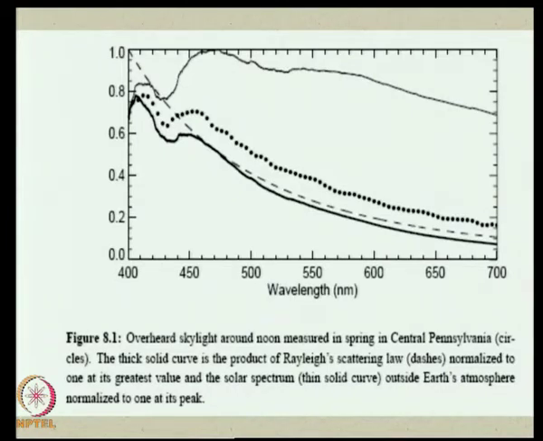Now, all of you know that the color of the sky is blue. What this curve shows is the observed skylight, this is the observed intensity of skylight in the visible region. The thin one is the solar spectrum. To the solar spectrum, you will add a Rayleigh scattering law, that is 1 over lambda to the power of 4, you get this.